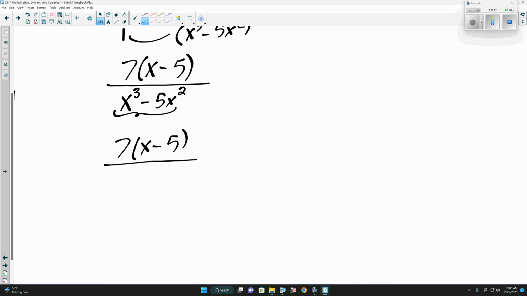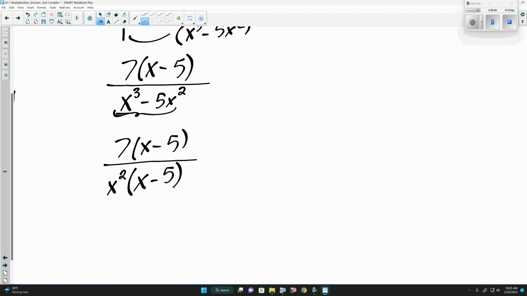Again, when we look at factoring, the first thing we should always look for is greatest common factor. What's in common with x cubed and 5x squared? X squared. There's 2 x's in common in both, so x squared we can factor out. If I factor x squared out of x cubed, we're left with x. Factor x squared out of 5x squared, and we're left with 5.